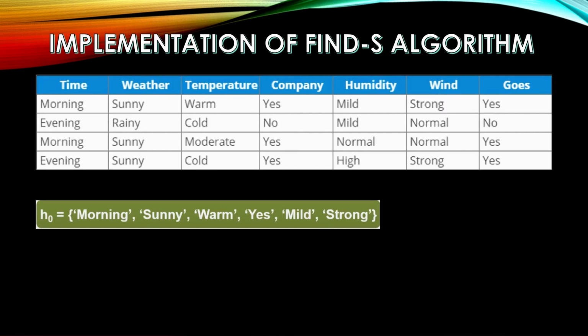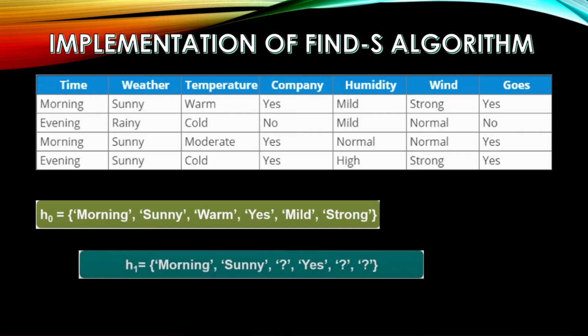Now, H1: the time is morning right now, so we are going to write it as morning. After that, it's going to be sunny as well. The temperature is moderate, so we'll put a question mark over here, and the company is yes. Humidity is normal, a different value, so we'll put a question mark again. Wind is strong in the general hypothesis and normal here, so we'll put a question mark again. There is no change in the decisive parameter, that is a positive example. And we'll move on to H2.